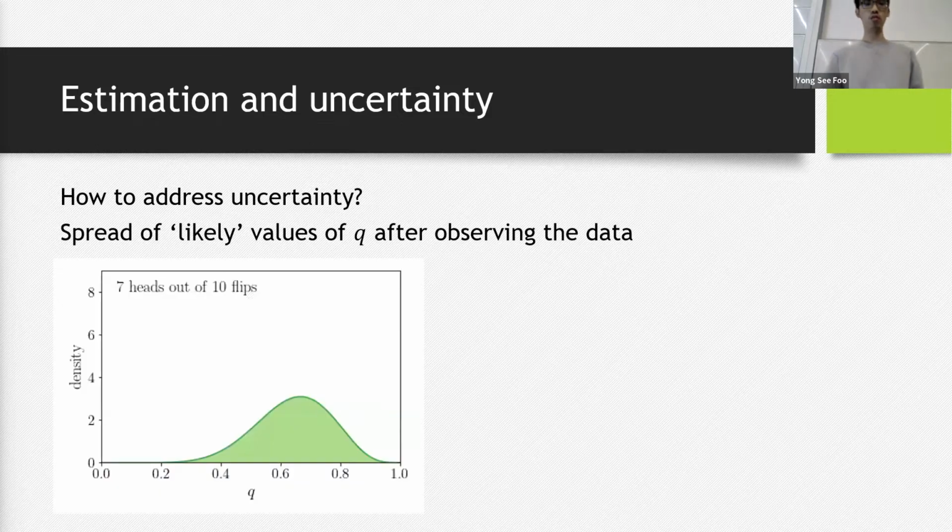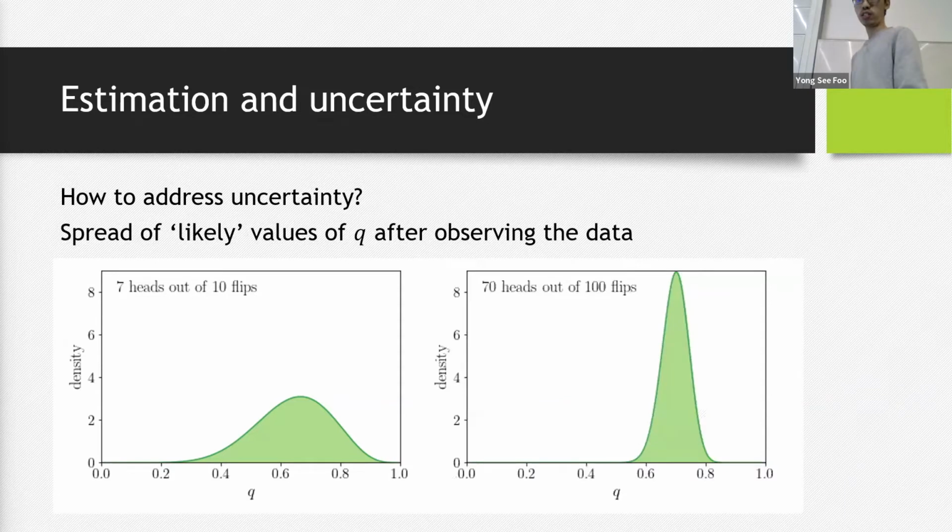Okay. So perhaps after you get 7 heads out of 10 flips, you might say, okay, Q is most likely around 0.7, so that's a peak, but then it's quite spread out. I'm not really sure what the exact value is just yet, because I only did 10 flips. Whereas if you have 100 flips, then you can still have a peak around 0.7, but it's much narrower. You have a much smaller uncertainty because you're a lot more sure about that estimate. So you can see high uncertainty on the left, and low uncertainty on the right.